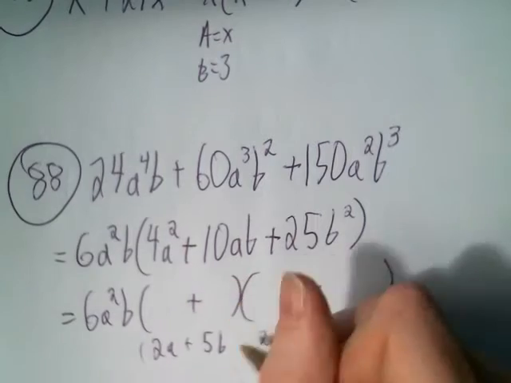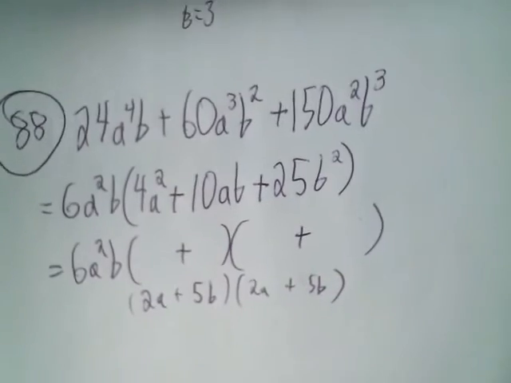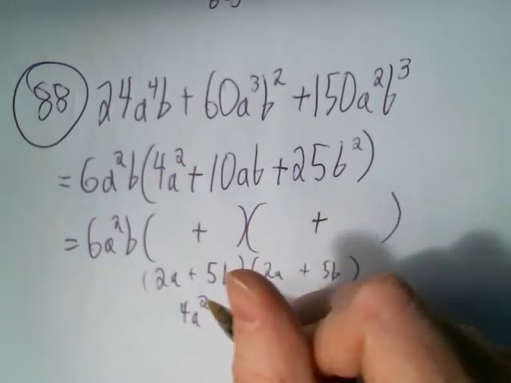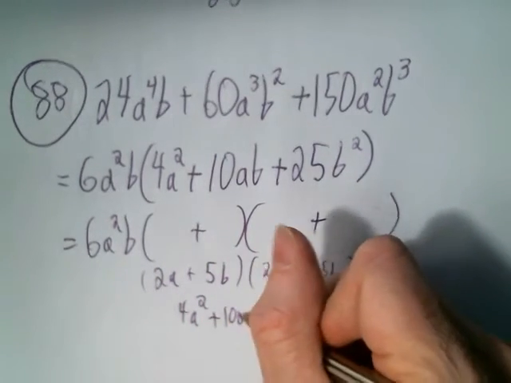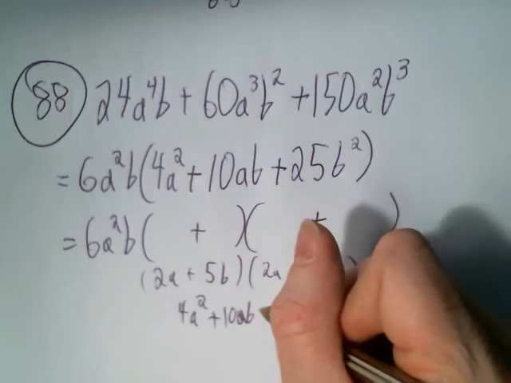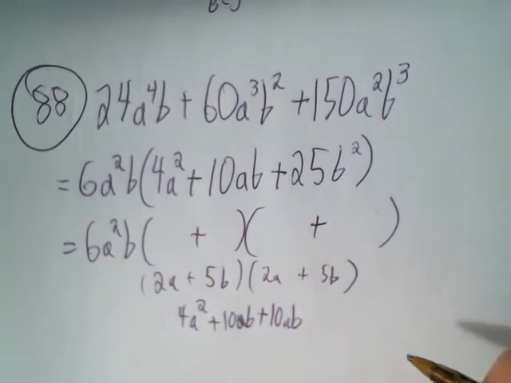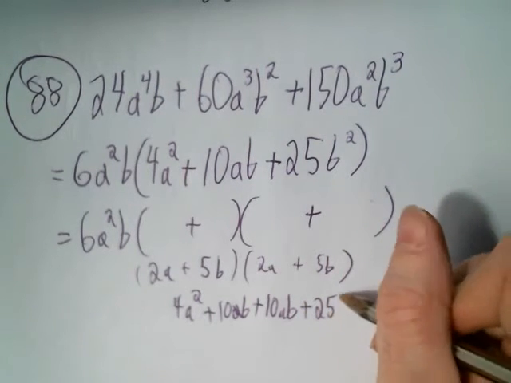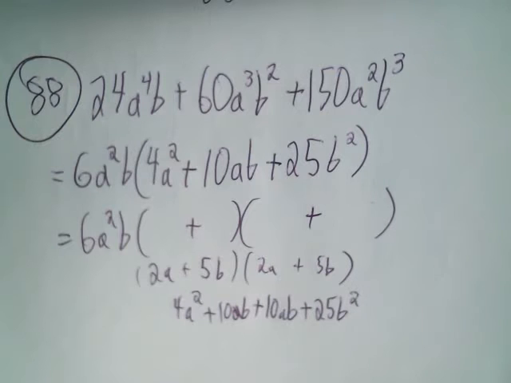Okay, so let's just check it and see if it is. First, 2a times 2a is 4a squared, the outer plus 10ab, plus the inner 10ab, and then plus the last 25b squared. Okay, so no, it didn't work.